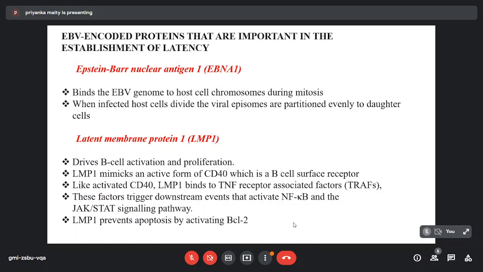Number two, latent membrane protein 1 or LMP1. This drives B cell activation and proliferation. LMP1 mimics an active form of CD40, which is a B cell surface receptor. Like activated CD40, LMP1 binds to TNF receptor associated factors. These factors trigger downstream events that activate NF kappa B and JAK-STAT signaling pathway. LMP1 prevents apoptosis by activating BCL2.